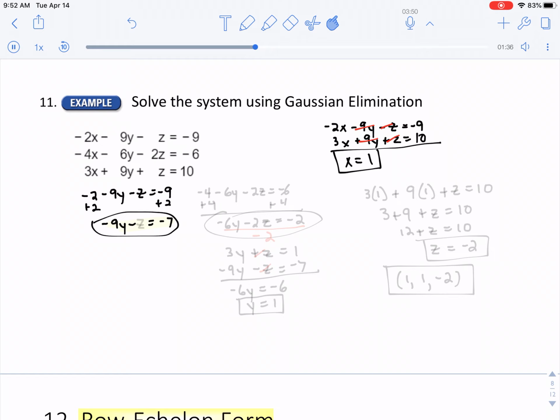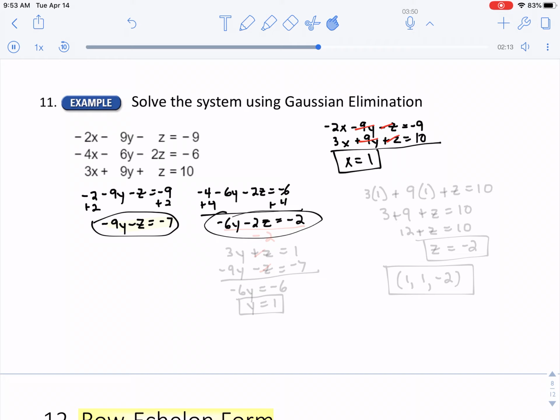And my second equation is, I'm going to take that negative 4x, but I know x is 1, so negative 4 times 1 is negative 4, minus 6y minus 2z equals negative 6. Add 4 to both sides. I get negative 6y minus 2z equals negative 2. All right, now there's my second equation, so that's my system.